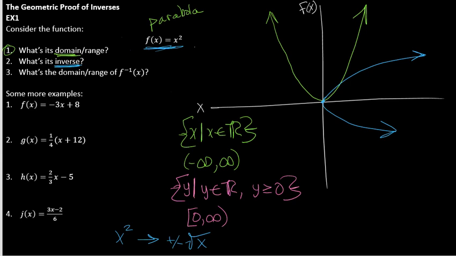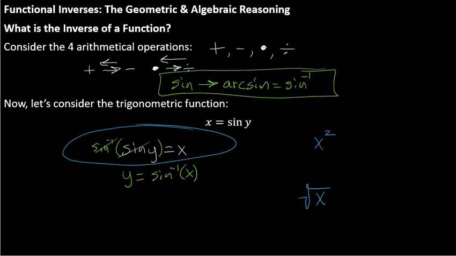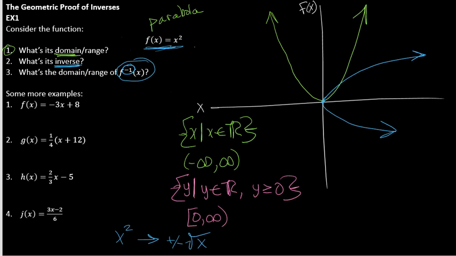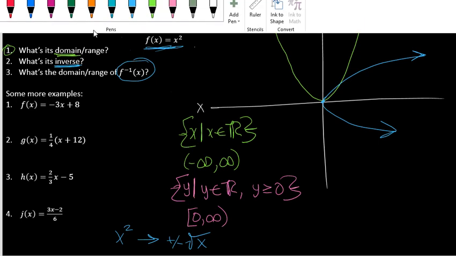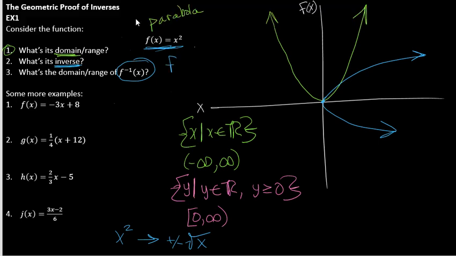Okay, so the inverse, there's that little -1 again that we saw with arcsine, right? That little -1 represents inverse. And here we're seeing it again. So the inverse of f in this case would be plus or minus the square root of x.